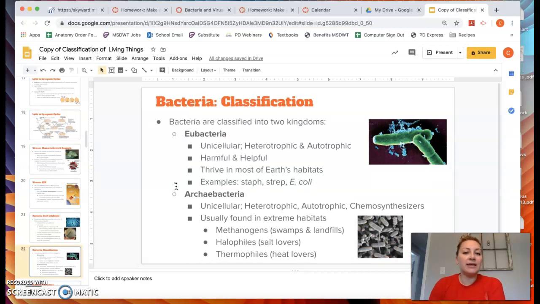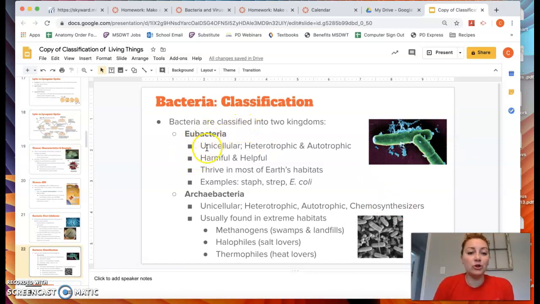With bacteria, they get classified into two kingdoms. They can be eubacteria or archaeobacteria. Both of them are unicellular. Both of them are cells that can be heterotrophic or autotrophic. This word chemosynthesizers over here, instead of using sunlight to form its own food source, it uses chemicals, generally in water. So basically the kinds that might live at the lower parts of the ocean or in areas that don't have access to sunlight.